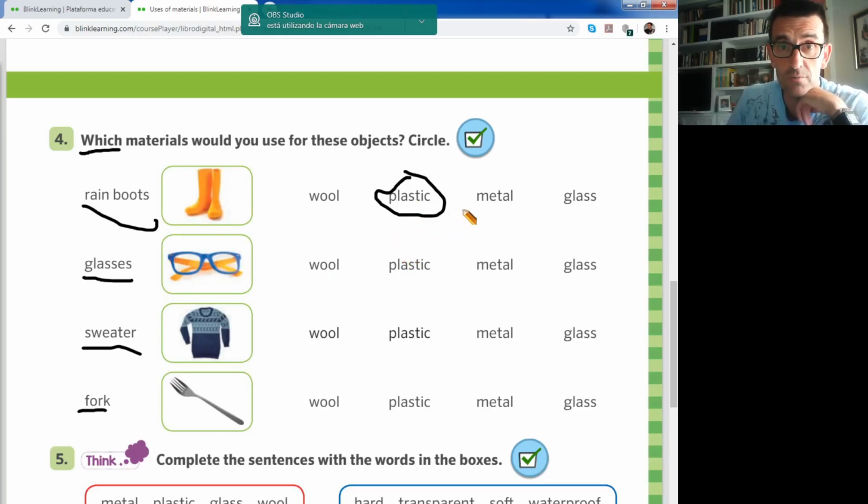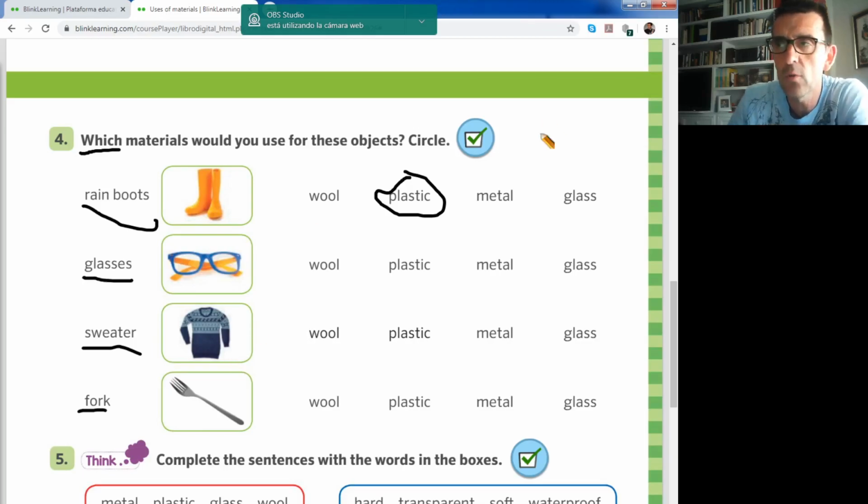Y así no se te calan los pies. Are they made of metal? No. Are they made of glass? No. So the first is plastic. Rain boots are made of plastic. Now you do the same with the glasses, with the sweater and the fork, and you choose the correct materials to make these objects, to make these things, okay? Stop the video and complete. And when you finish, I check in 1 second.